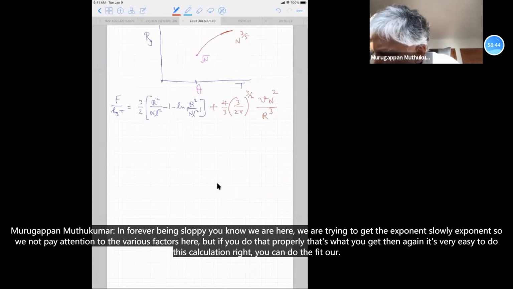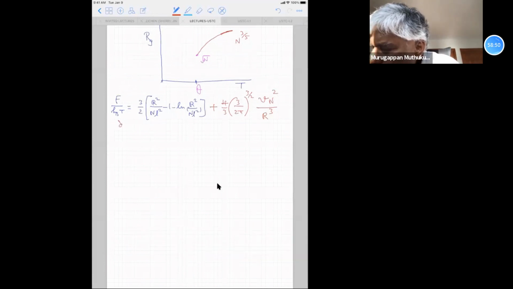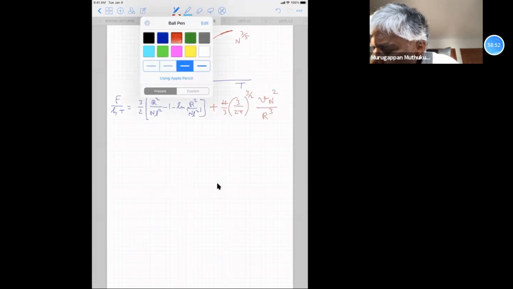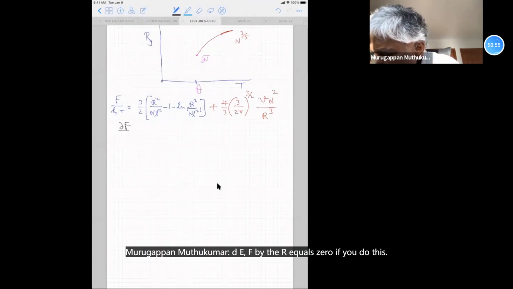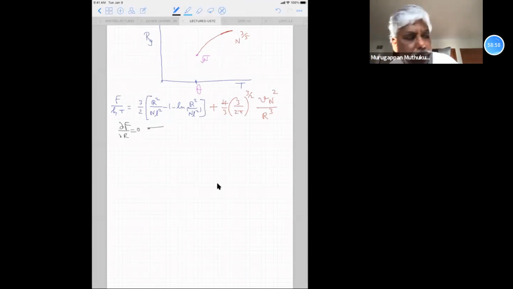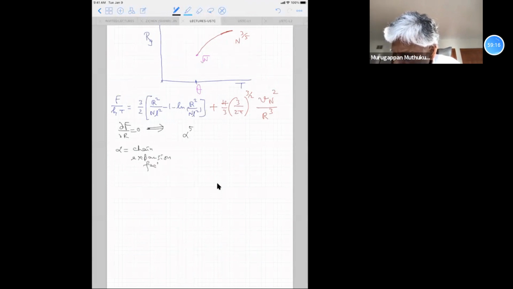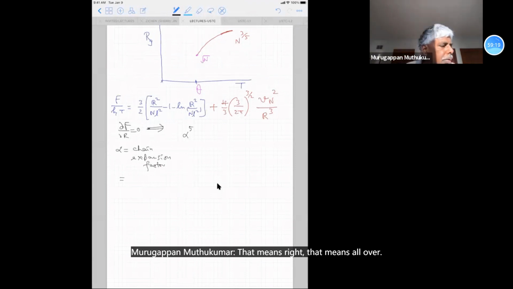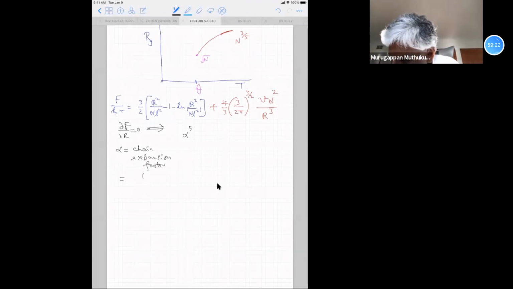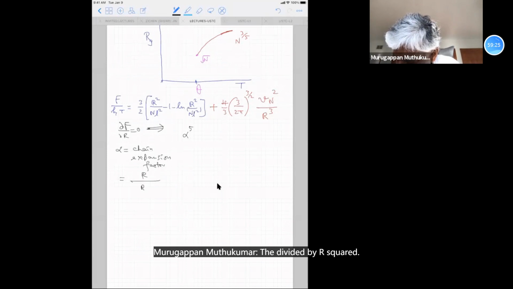Then again, it's very easy to do this calculation. You can do dF by dR equal to 0. If you do this, you get the following expression. Alpha to the 5, where alpha is called the chain expansion factor. Chain expansion factor means R divided by the square root of R squared for the Gaussian chain.